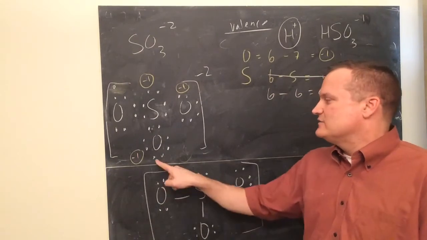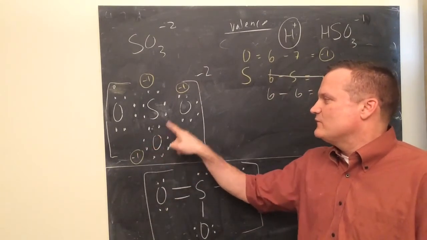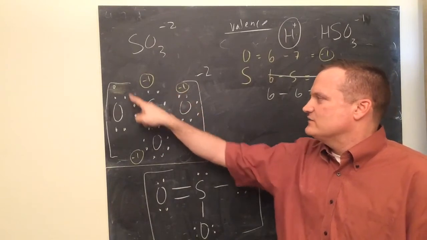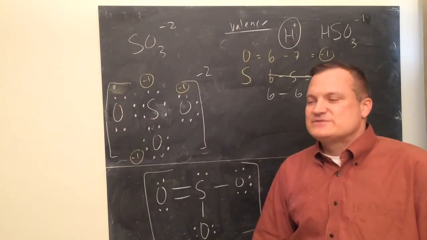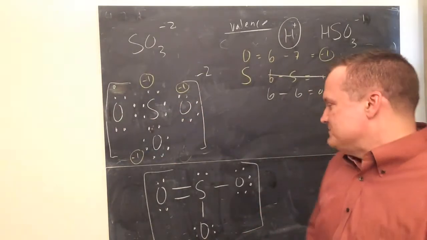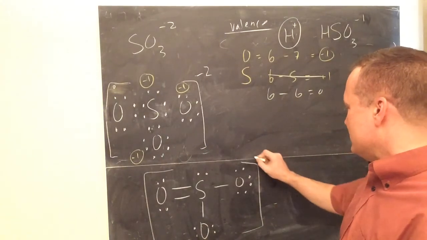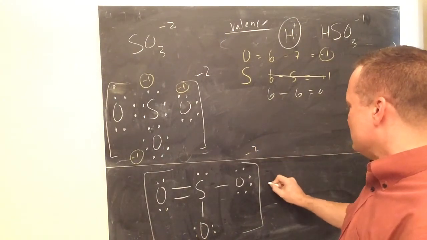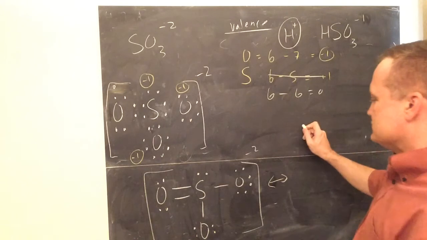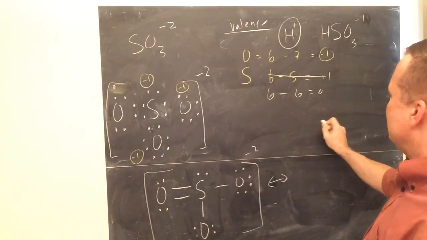I count the pairs. 2, 2, 2. 1, 2, 3, 4, 5, 6, 7, 8, 9, 10, 11, 12, 13. And 13 times 2 is 26. That will always be true, that those electrons will match. So that will be sulfite, negative 2. You can also draw it with the double bond on this side.